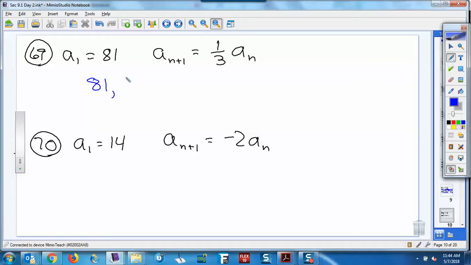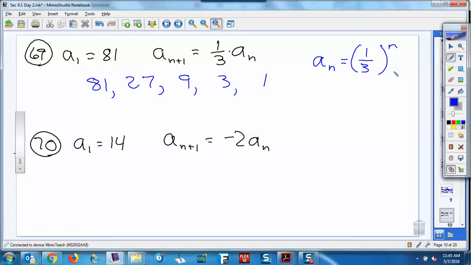Then what? Supposed to multiply by 1/3. Take the previous term, multiply by 1/3. Next one? 9, 3, 1. Repeatedly multiplying by what? Makes you think a power of 1/3, but we're going to make an adjustment. Let's make an adjustment on our n instead of multiply by something.